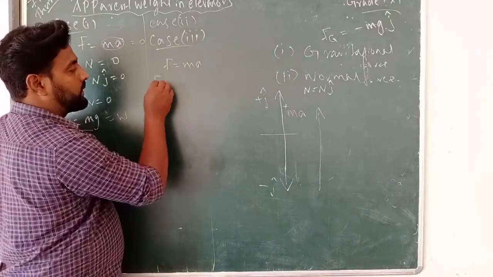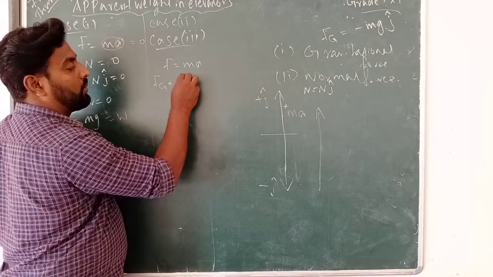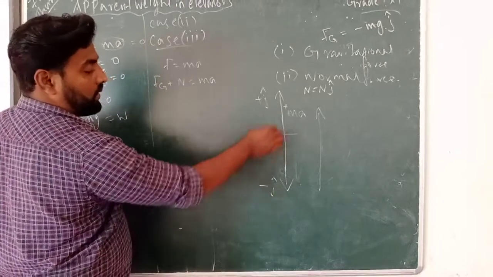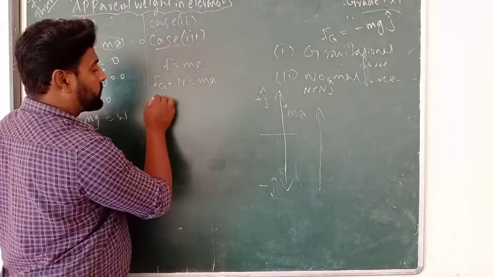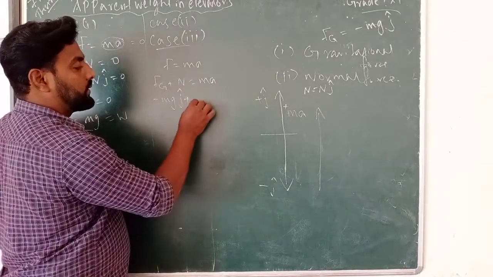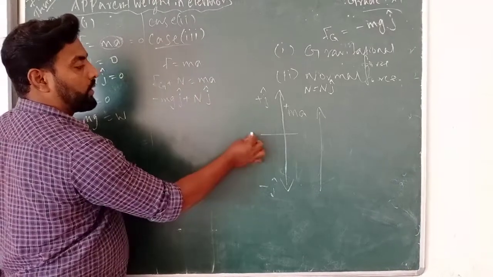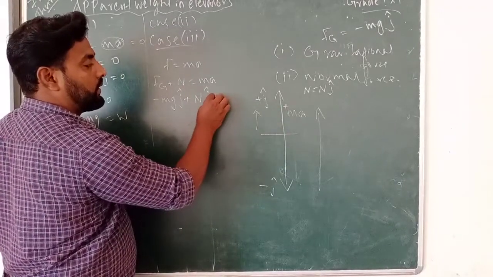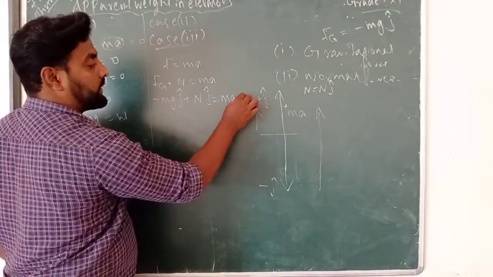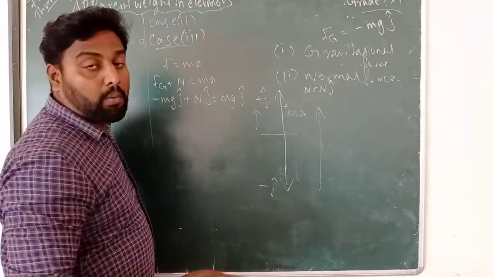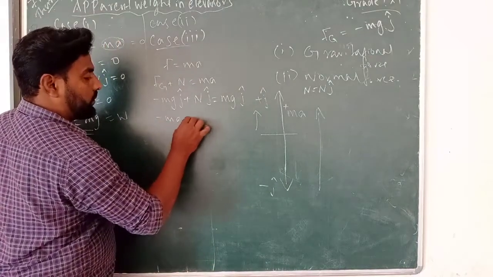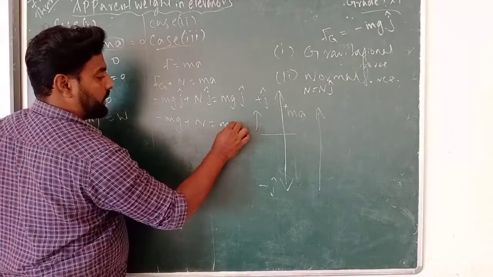Now the total force is Fg plus the normal force equal to ma. The gravitational force is the same, acting downward, so minus mg j vector, plus the normal force upward, n j vector, equal to ma upward, plus j vector. Now comparing the components, just remove all these j, and you can write minus mg plus n equal to ma.